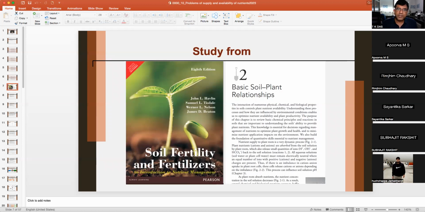Now, I suggest you read chapter 2 from Soil Fertility and Fertilizers. Each one of you has this book. So try to read this chapter from page 1 to last. Very, very important chapter for you. For many courses, this is really worth reading.